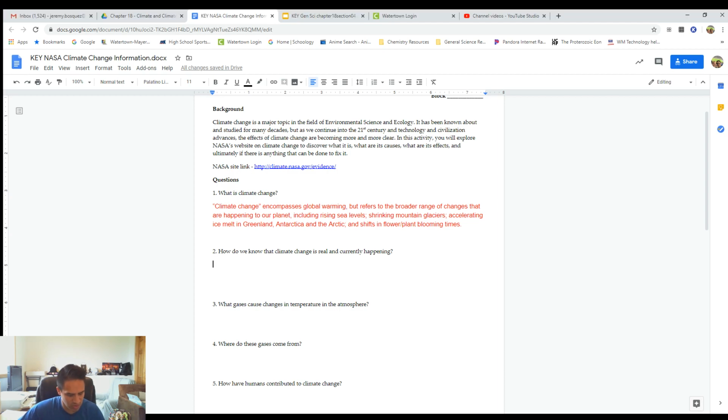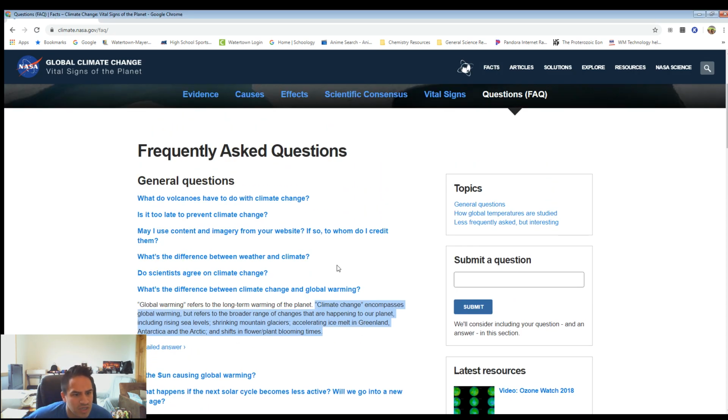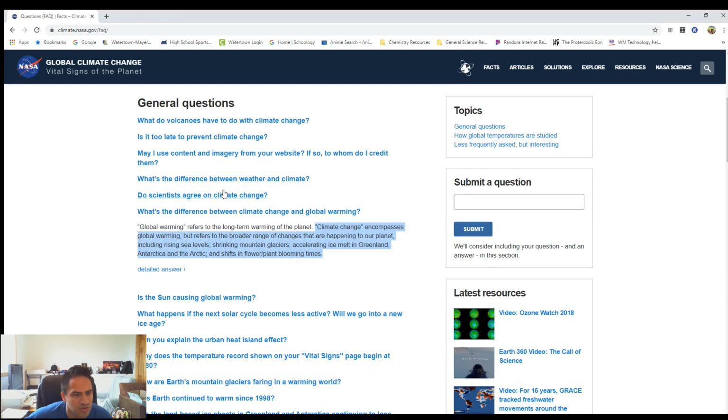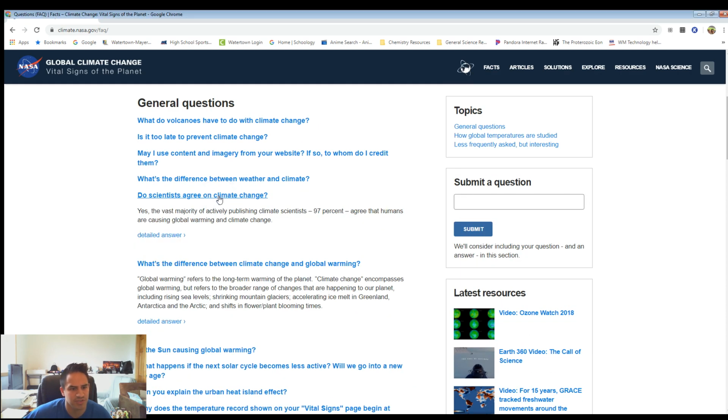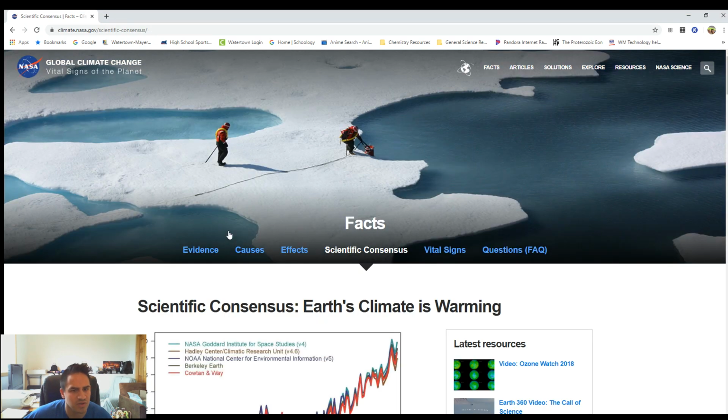Let's go back to our website here and see if we can find that. Let's go to, do scientists agree on climate change? It says, yes, the vast majority agree that humans are causing global warming and climate change. This doesn't really answer our question of how do we know it's happening. So we're going to go to the detailed answer and see if we can find more information on this. Let's click on this one.